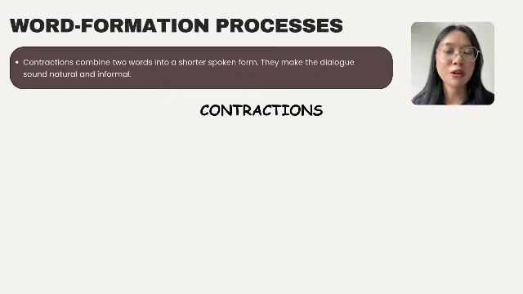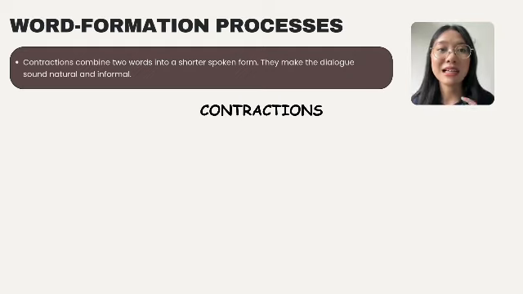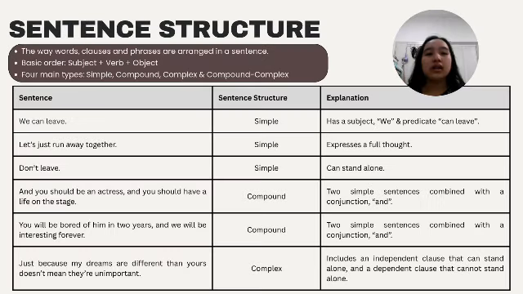So for contractions we have I'll, let's, doesn't, they're, I'm, you're. In the full forms it will be I will, let us, does not, they are, I am, and you are. Next, we are moving on to the syntax and starting off with the sentence structure.